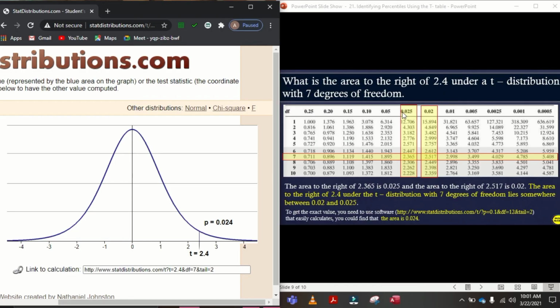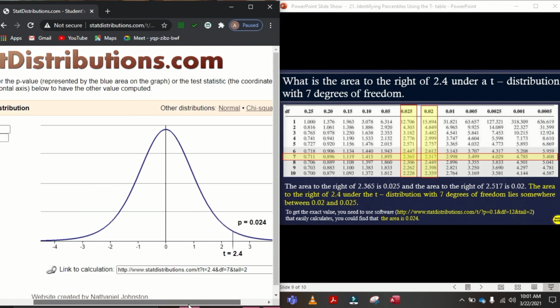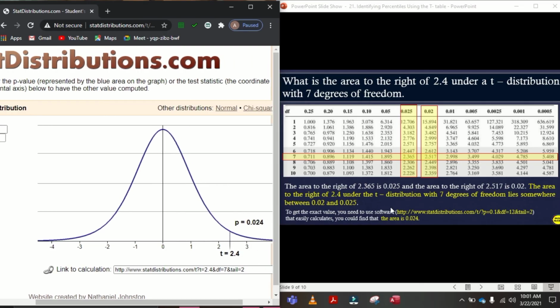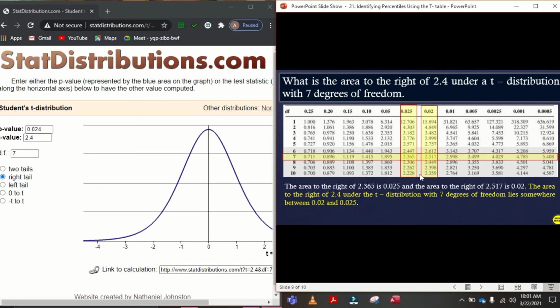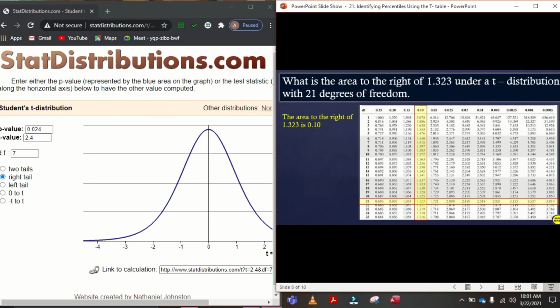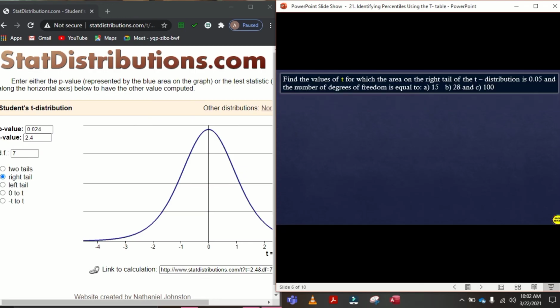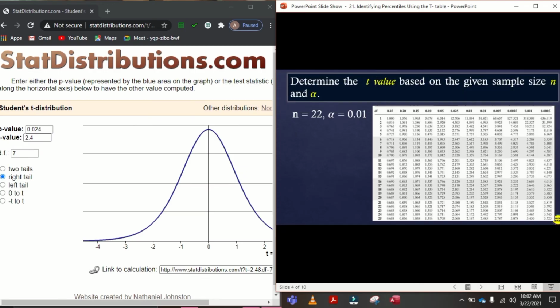So, hindi talaga natin siya mako-compute dito sa table. Makikita lang natin na yung area to the right ni 2.4 ay nasa 0.025 at 0.02. Dito, using yung software na to, mako-compute niya yung eksaktong area. So, pwede nyo rin to gamitin class to check your answer. Halimbawa, balikan natin yung mga previous natin, yung mga una.